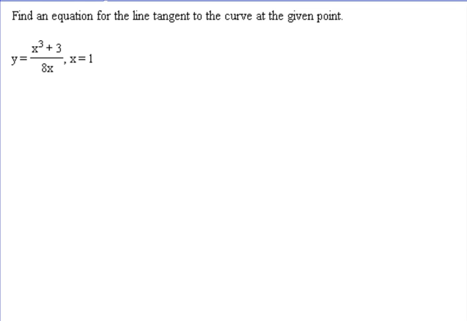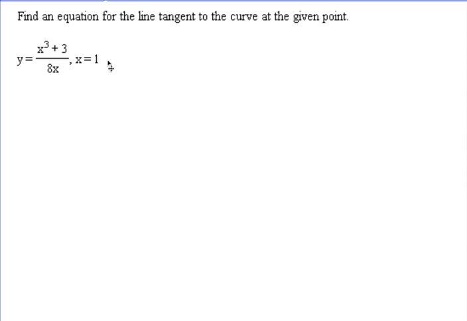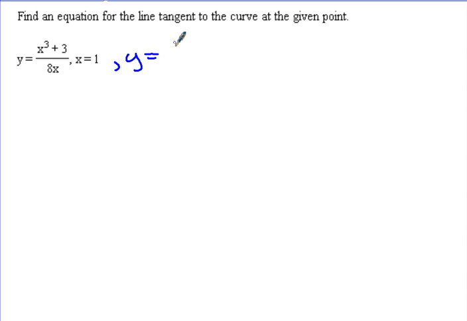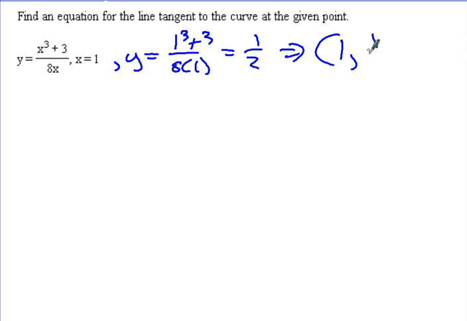When x is 1, y is just equal to 1 cubed plus 3 over 8 times 1, which is 4 over 8, which is 1/2. Very good. So we've got a point then at x equals 1, y equals 1/2, right? Now we need a slope.